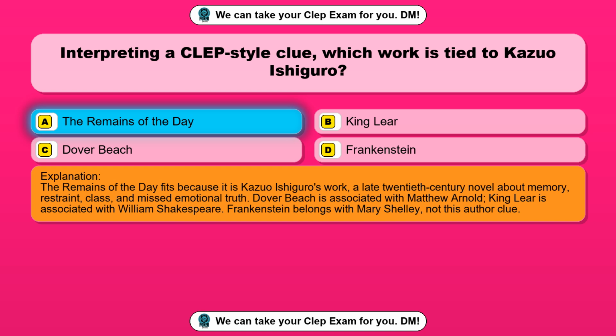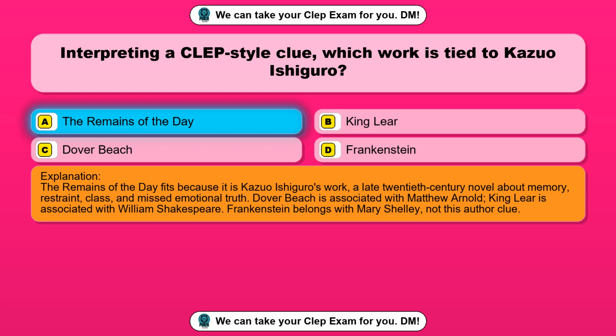The Remains of the Day fits because it is Kazuo Ishiguro's work, a late 20th century novel about memory, restraint, class, and missed emotional truth. Dover Beach is associated with Matthew Arnold. King Lear is associated with William Shakespeare. Frankenstein belongs with Mary Shelley, not this author.